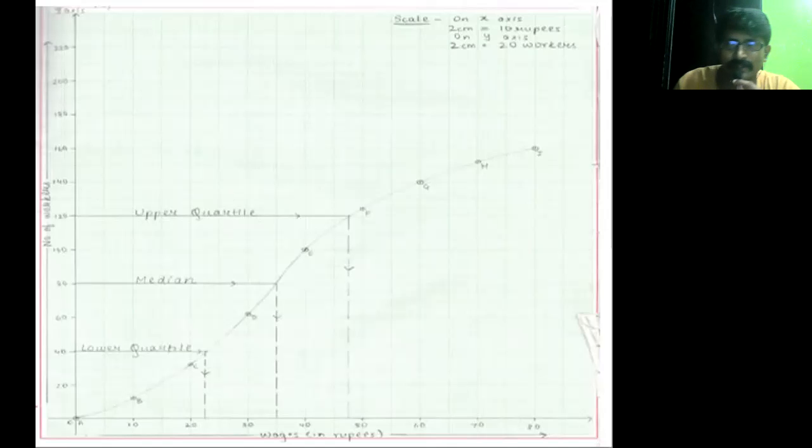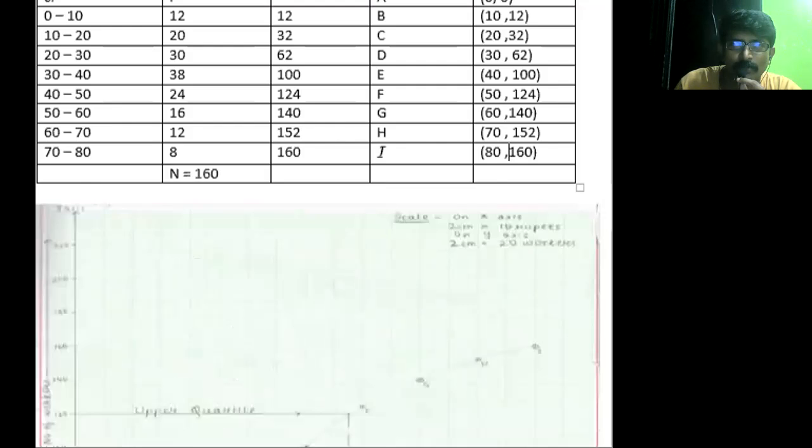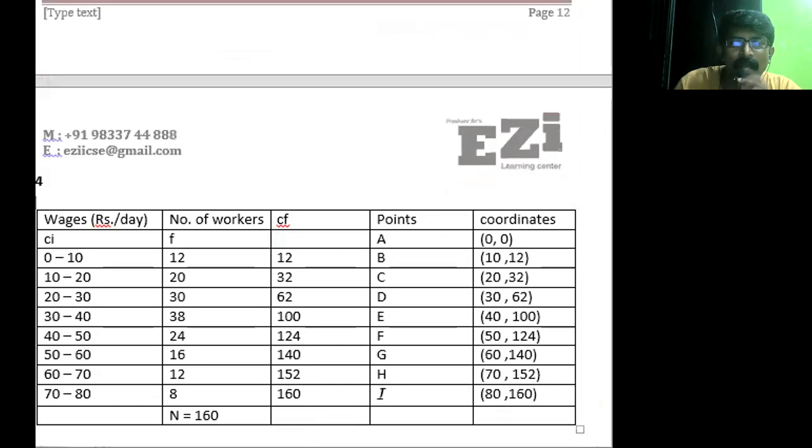Now which points am I talking about? I'm talking about the points A to I. A to I must be plotted correctly. Say 0,0 means 0,0 only. 10,12 means 10 on the x axis and 12 on the y axis. If someone plots 11 in place of 12, 6 marks gone, meaning out. Are you getting it? So please plot your points very accurately, students, very accurately.